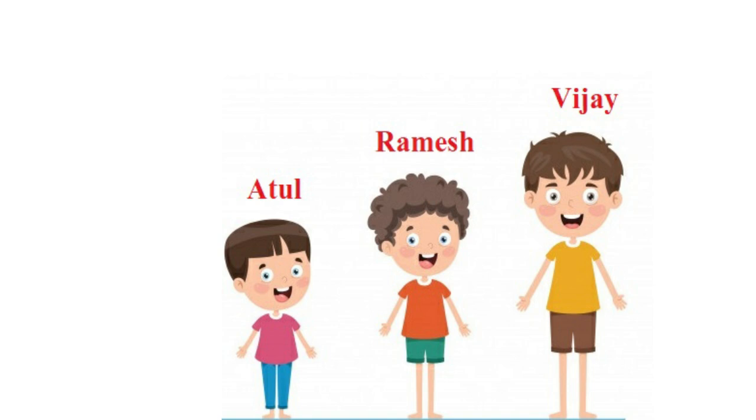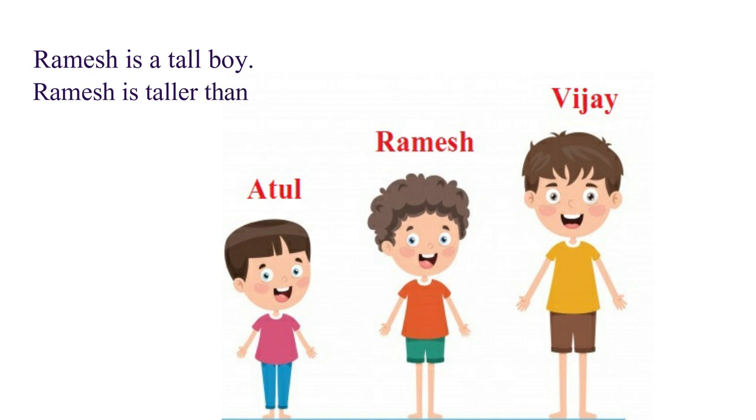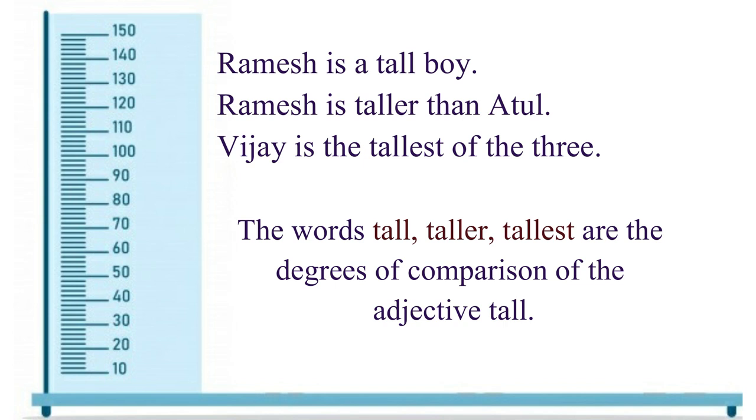Let us have a look at this picture. What do you see? There are three boys, Ramesh, Atul and Vijay. Ramesh is a tall boy. Ramesh is taller than Atul. Vijay is the tallest of the three. The words tall, taller, tallest are the three different forms of the adjective tall.